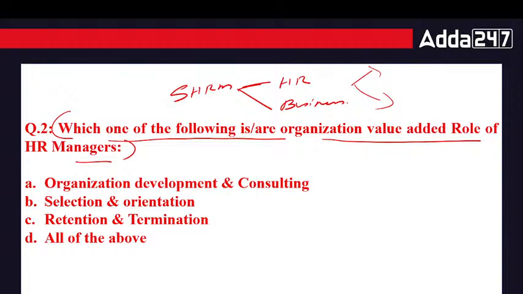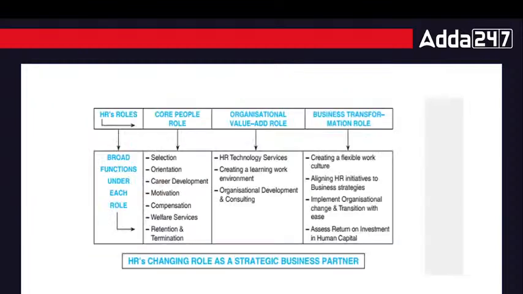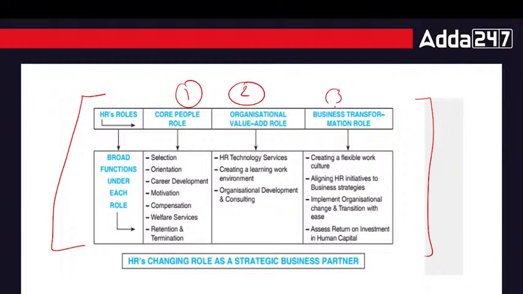So which one of the following are organization value added role of HR manager? That is organization development and consulting, selection and orientation, retention and termination, and all of the above. So the right answer here is D, all of the above. So we have all the roles here. That is HR role. One is core people role. Second is organization value added role, and business transformation role. So what is the basic core HR role? That is selection, orientation, career development, motivation, compensation, welfare service, retention and termination.